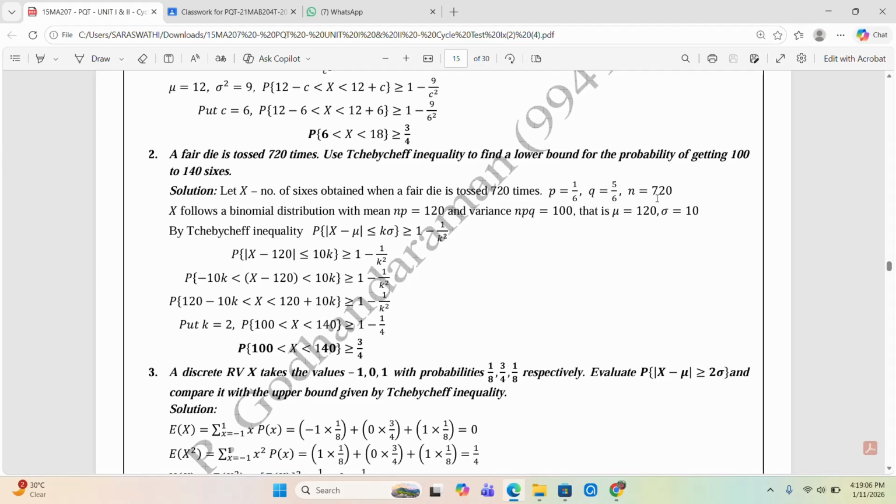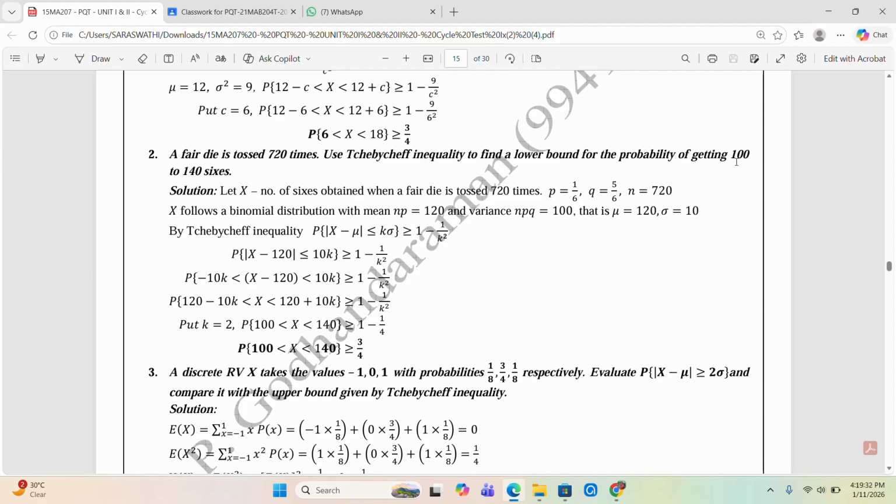Now coming to the question, the probability of getting 100 to 140. Hence, suppose we choose k equal to 2: 120 minus 10 into 2 is equal to 20, so 120 minus 20 we have 100 less than x less than, if k is equal to 2 here, 10 twos are 20, and 20 plus 120 is 140.